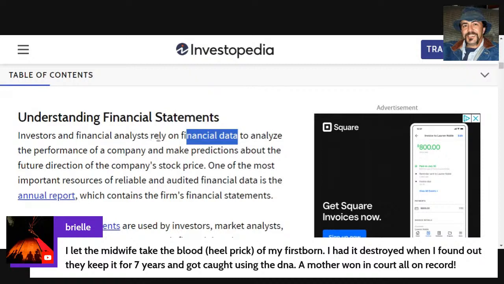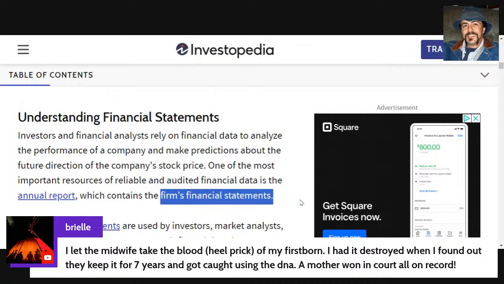Investors and financial analysts rely on financial data to analyze the performance of a company and make predictions about the future direction of the company's stock price, the equity. Is it going to raise or fall, raise or fall? One of the most important resources of reliable and audited financial data is the annual report, which contains the firm's financial statements.